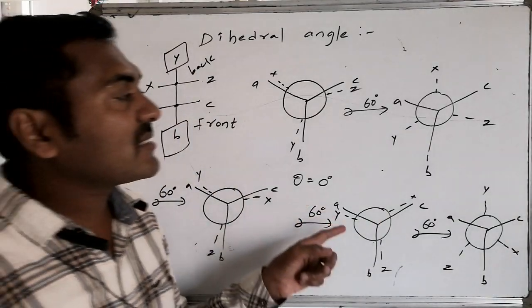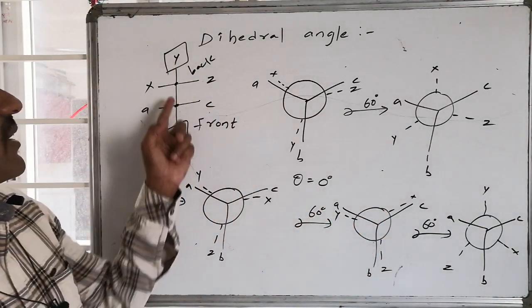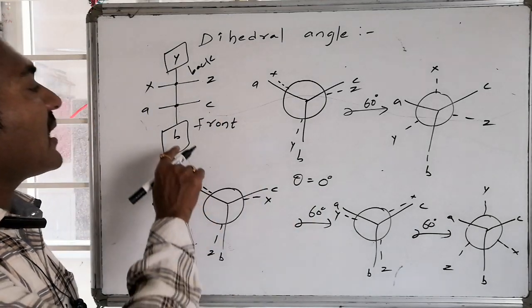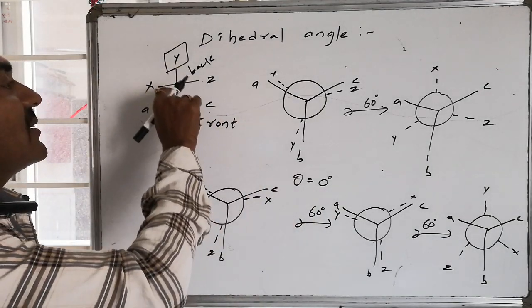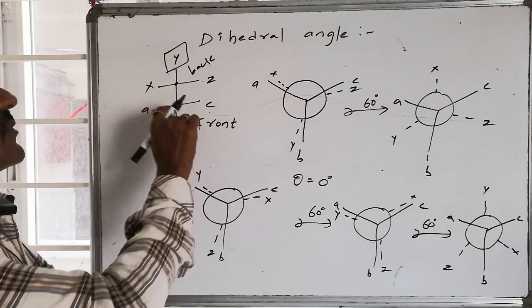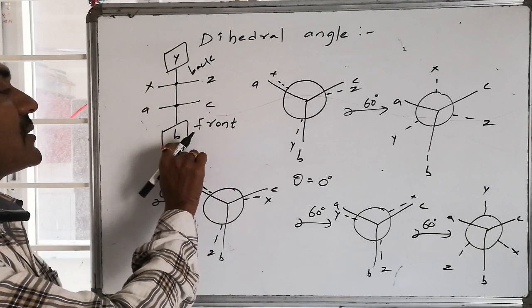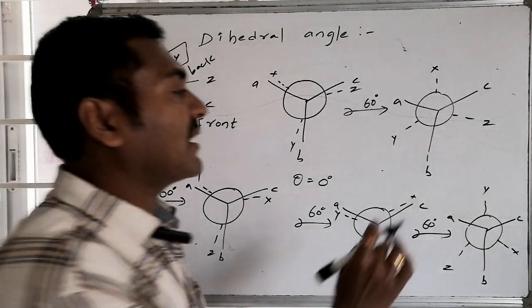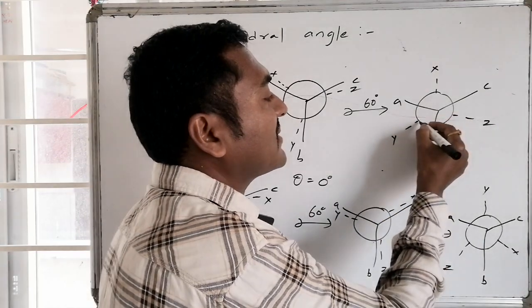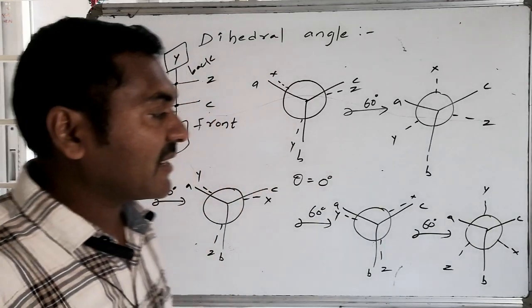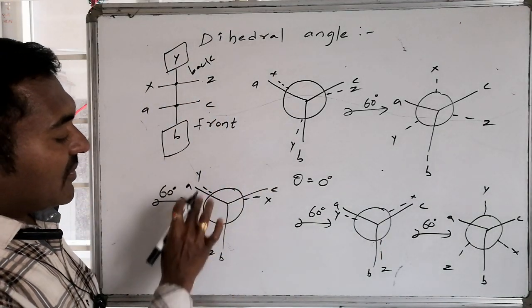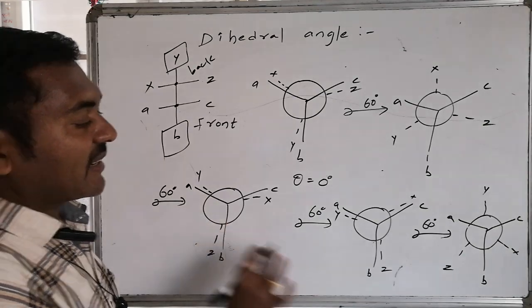So therefore, the imaginary angle made by considering the front and back carbon atoms as one carbon atom, with respect to B followed by the reference Y, is said to be what? Dihedral angle. This angle, here 60 degrees, is the dihedral angle. In this case, Y and B maintain 120 degrees. This 120 is said to be the dihedral angle.